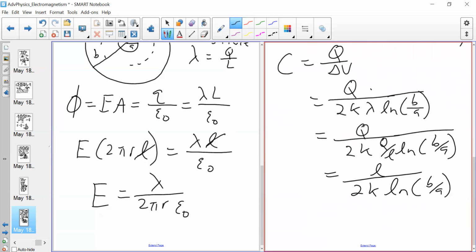Now that was a mouthful, but a good problem. It incorporates Gauss's law, voltage, capacitance, integration. And that is my capacitance between a concentric cylinder and a cylindrical shell in that configuration. Now, with different geometries, you're going to get different capacitance expressions, as we see in the next example, but I'm going to skip over that one for the sake of time.